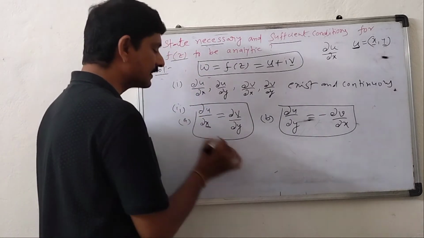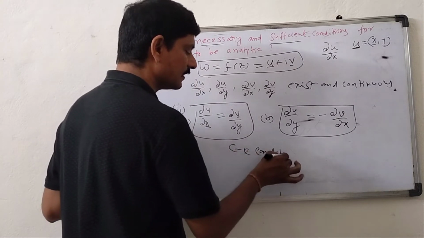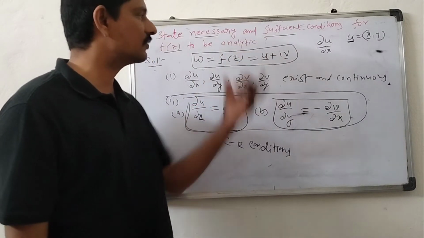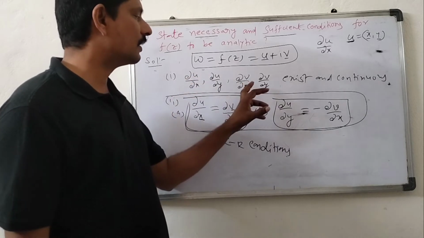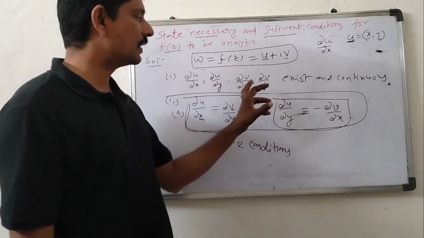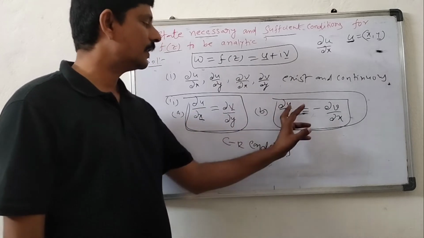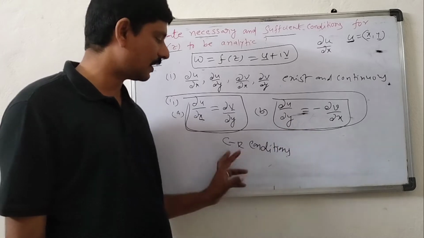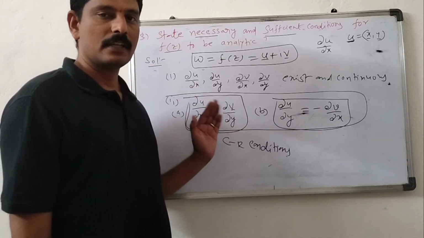And the second one is called CR conditions, or CR equations. The necessary and sufficient conditions for a function f of z to be analytic. So remember these two conditions: the first order partial derivatives of u and v exist and are continuous, and dou u by dou x is equal to dou v by dou y, dou u by dou y is equal to minus dou v by dou x. The second relations are called Cauchy-Riemann conditions. So this is the necessary condition. Right, and we move to the next question.